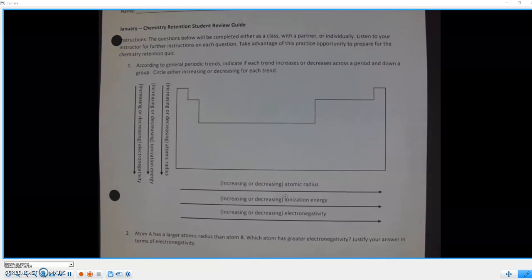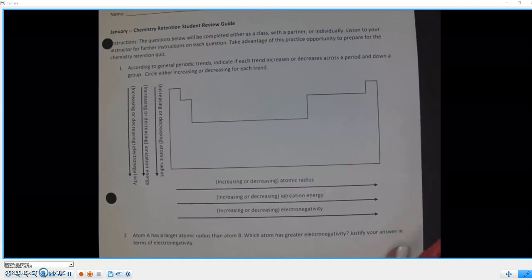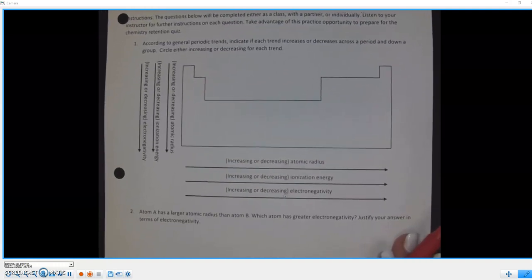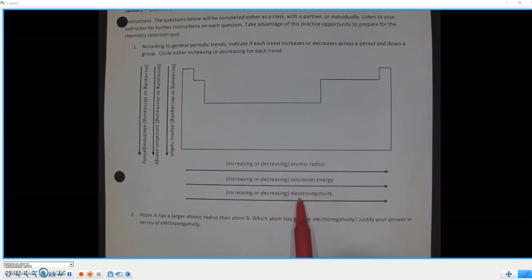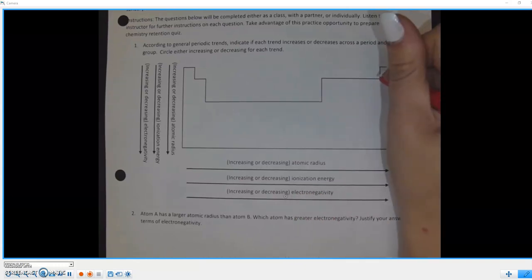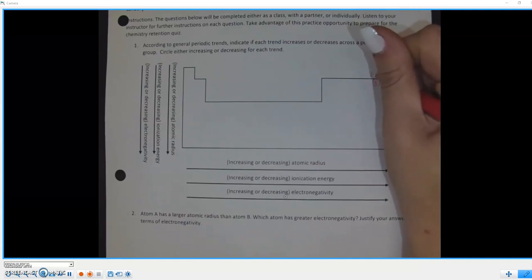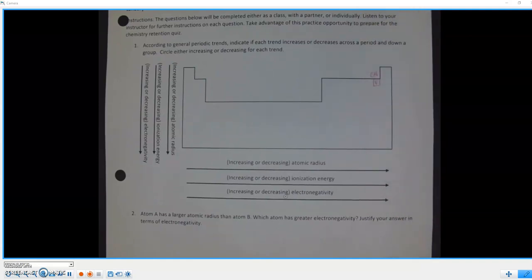Okay, first prior knowledge thing is trends. So reminder, there's three main trends that we have focused on: atomic radius, ionization energy, and electronegativity. We've been talking about electronegativity the most lately. Do you remember how we've been recognizing and seeing that fluorine has that greatest electronegativity? It's our bully of the periodic table.